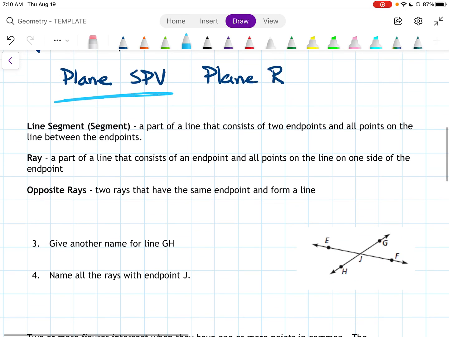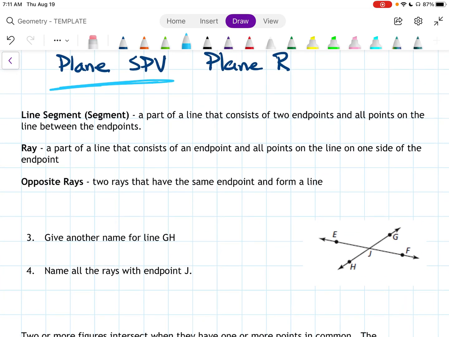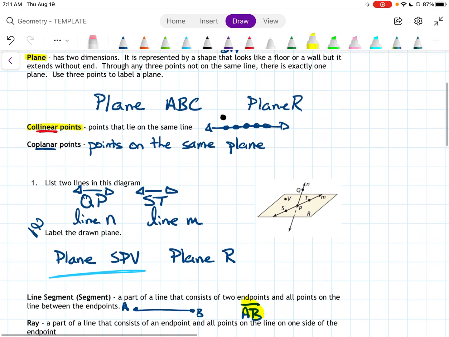All right, more definitions. A line segment, sometimes just called a segment, is a part of a line that consists of 2 endpoints and all the points on the line between the endpoints. So a segment would be like this. It does not have arrows on the end. If this is A and this is B, then we would call this AB with just a little line above it. No arrowheads. And this is why it's so important that you label.